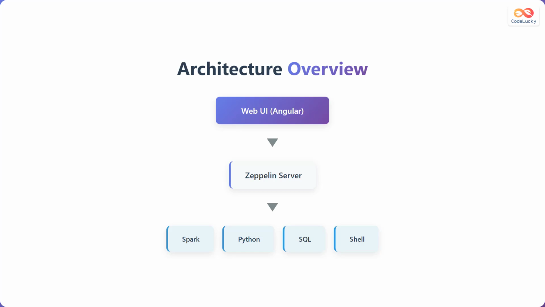Let's take a look at the architecture of Apache Zeppelin. At the top, we have the web user interface built with Angular, which provides the user interface for interacting with Zeppelin. Next, the Zeppelin server acts as the central hub, managing notebooks, interpreters, and user sessions. Finally, at the bottom are the interpreters, which execute the code in different languages such as Spark, Python, SQL, and Shell. This modular architecture allows Zeppelin to support a wide range of data processing engines and languages.